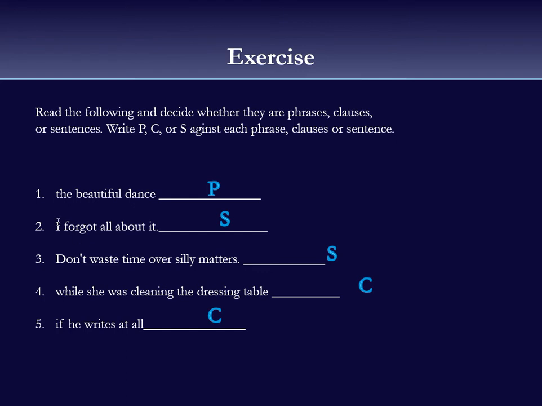Okay, as we had already decided, the beautiful dance is a phrase. Number 2, I forgot all about it. Here we have a subject, I, we have a verb, forgot, and an object. So this makes it a complete sentence. It tells us something, it conveys the idea completely. This group of words makes complete sense, making this a sentence.